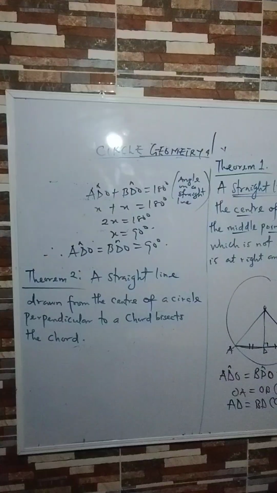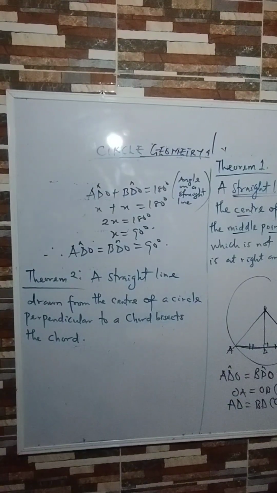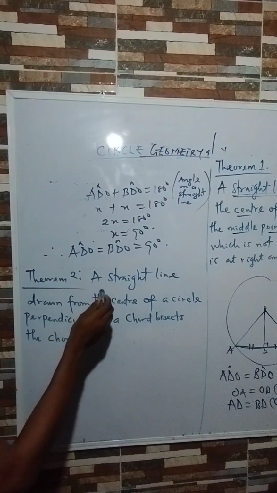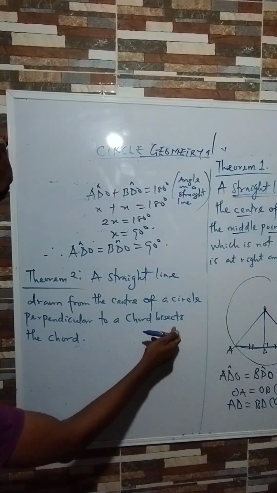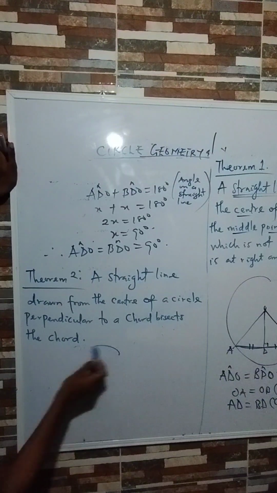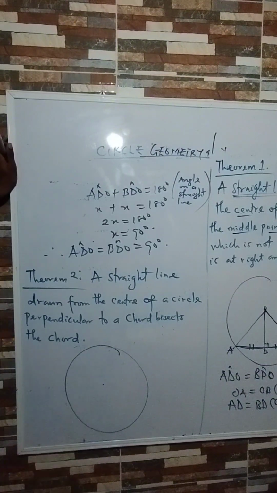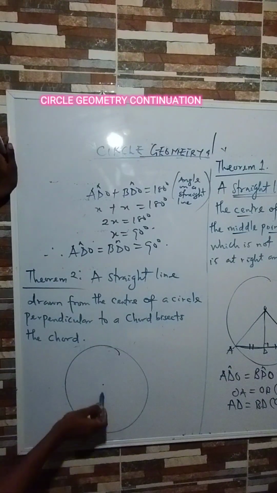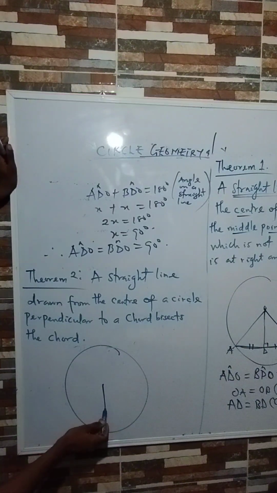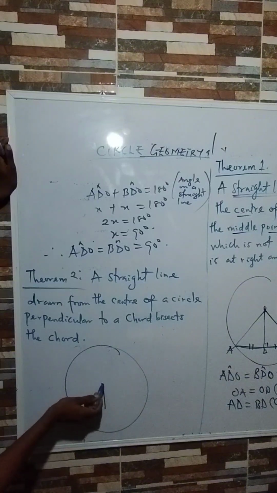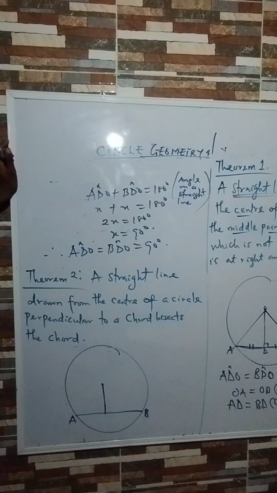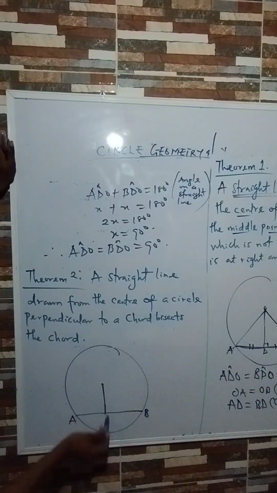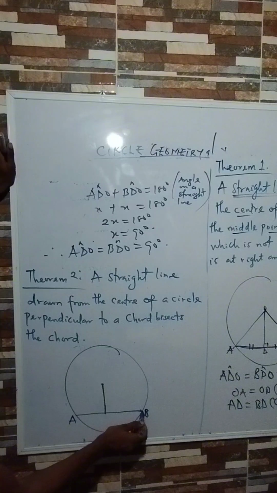Theorem 2. From what we can see here for theorem 2, we are stating that a straight line drawn from the center of a circle perpendicular to a chord bisects the chord. By definition of statement of facts, if I place it as my center, let's draw a straight line from the center of the circle perpendicular to a chord. Let's label this chord A and B. Perpendicular to the chord bisects the chord. That is the meaning of bisect: divides the chord.